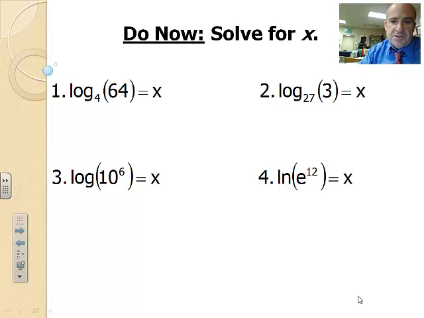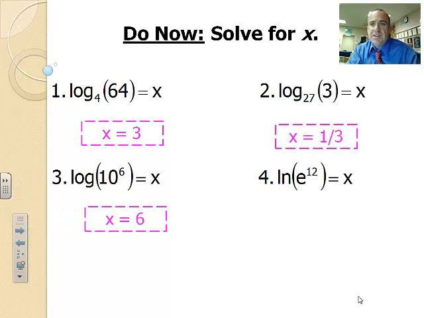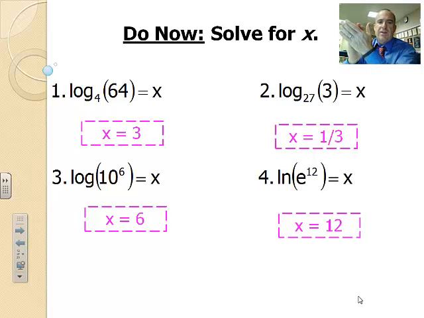Alright, we ready to try those? Hopefully those last two didn't give you too much of a problem. You would remember for number 3 that a common log is a log base 10, and an ln, a natural log, is a log base e. So for the first one, did you get x equals 3? Good job. Next one, x equals 1/3. Number 3, x equals 6. And the last one, x equals 12. If you got all those right, again, give yourself a round of applause.